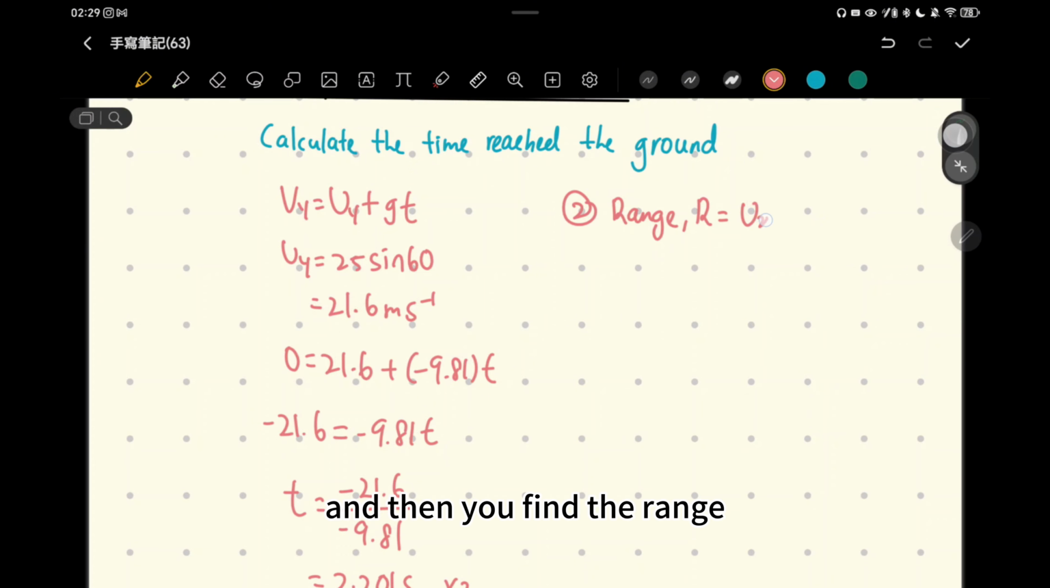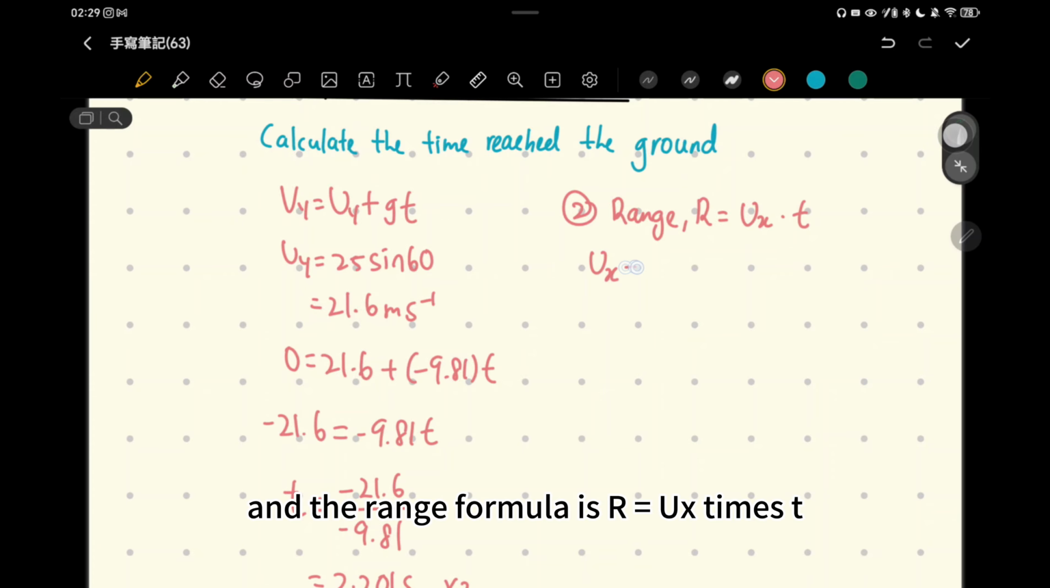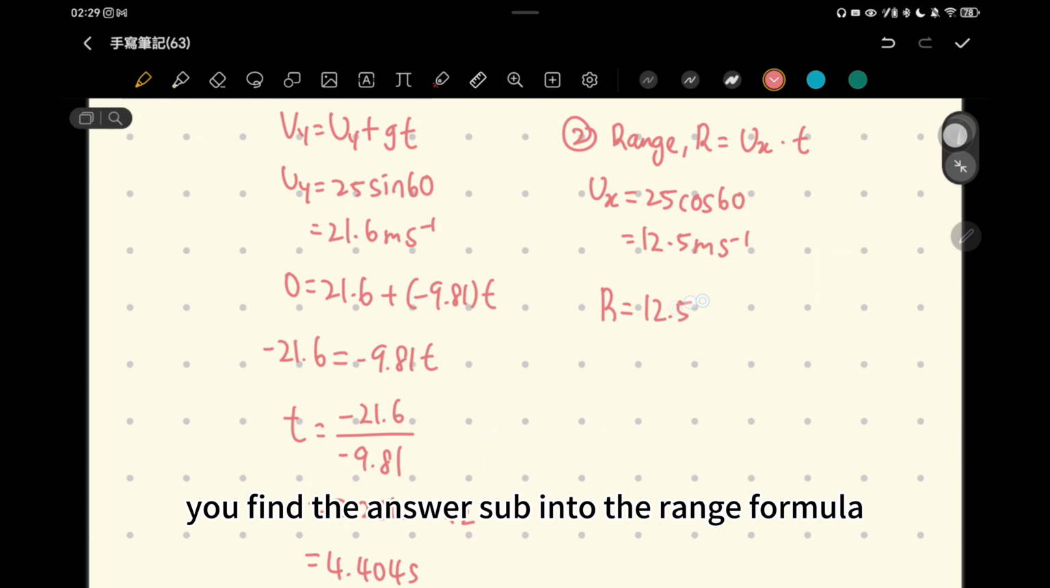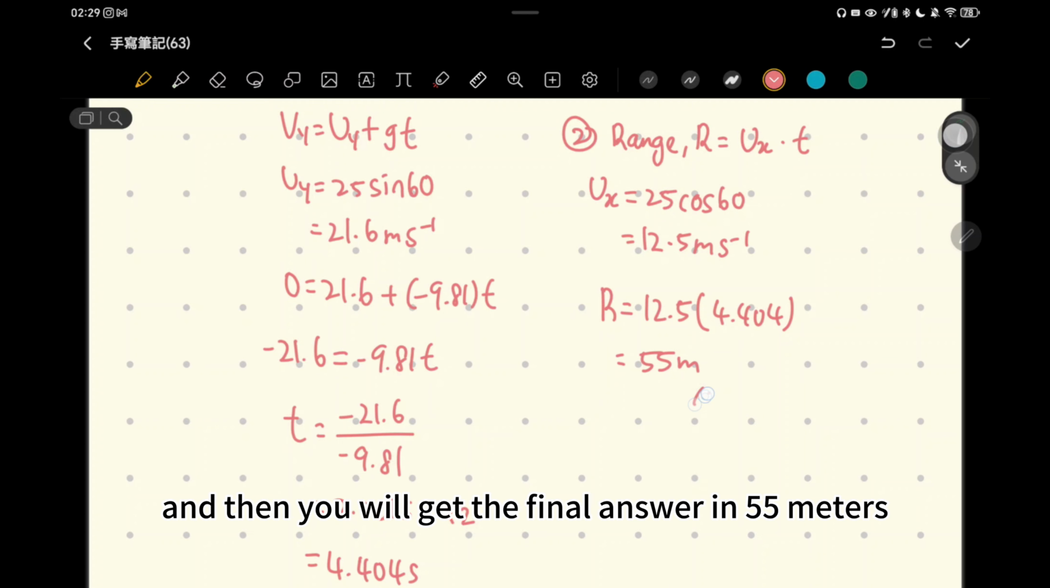And then you find the range. The range formula is r equals initial speed times time. And now it's ux, which is 25 cos 60. You find the answer, sub into the range formula, and then you will get the final answer, which is 55 meters.